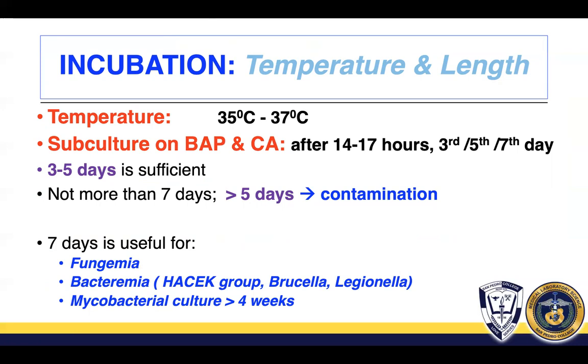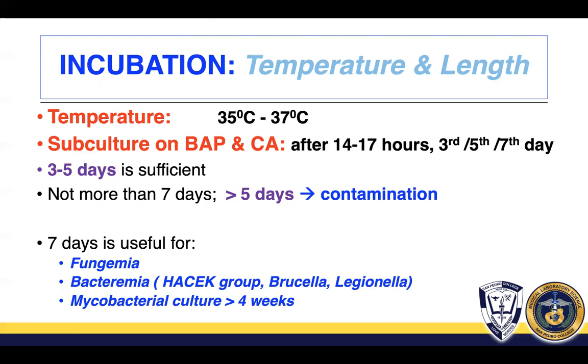Usually the temperature is around 35 to 37 degrees Celsius. Subculture is usually done on blood agar plate and chocolate agar plate, and they are usually incubated under a carbon dioxide enhanced atmosphere. Usually subculturing occurs after 14 to 17 hours of incubation, and then again on the third day, and then again on the fifth day. So 3 to 5 days of subcultivation is sufficient. We don't need to subculture more than 7 days, because it would be prone to contamination.